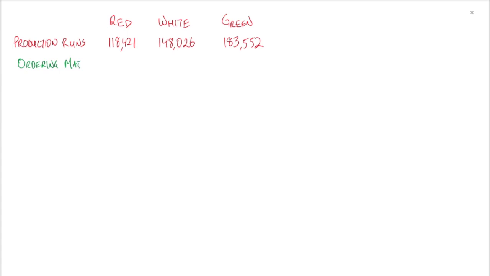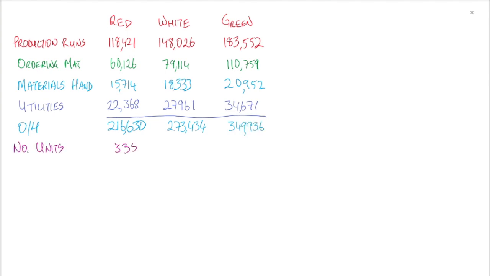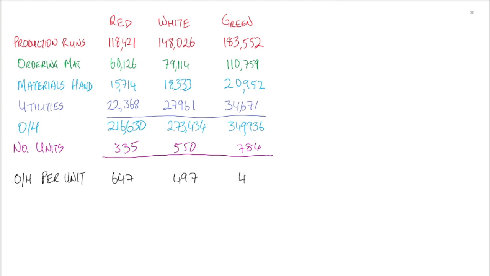By taking the individual number of cost drivers for each product type and multiplying that figure by the cost per cost driver, we can work out a total figure of the overhead under each of the overhead types. And so that's what we've done here for production runs, materials handling, ordering materials, and the utilities. And that gives us a total overhead calculation for each of those products. So once we have that total overhead figure, we can divide it by the number of units in each case, giving an overhead per unit figure for each of the product types.